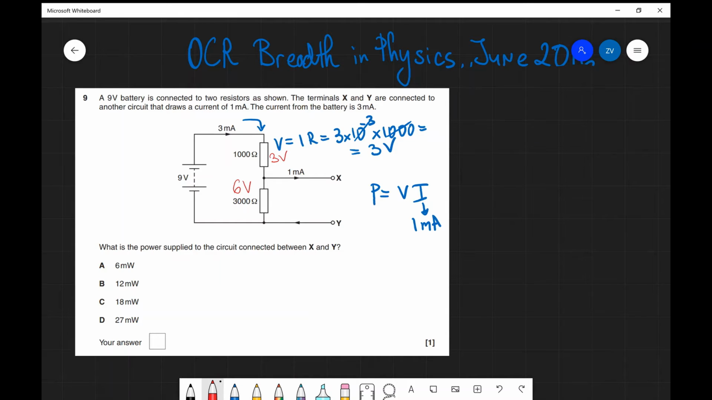Okay, well, if we have 6 volts remaining for the 3000 ohm resistor, we've essentially solved our problem, because now we know that our voltage across X and Y is also going to be 6 volts. And the reason for that is because the points X and Y are in parallel. They're across that branch. So the voltage between X and Y will also be 6 volts, as with any parallel branch. So that means that the power between X and Y is just going to be 6 multiplied by 10 to the power minus 3 watts, which is 6 milliwatts.